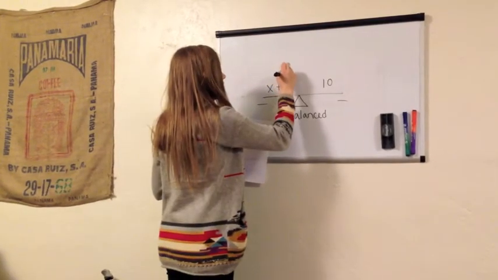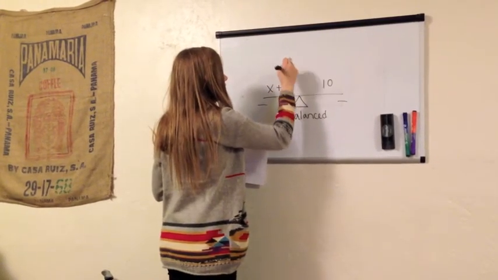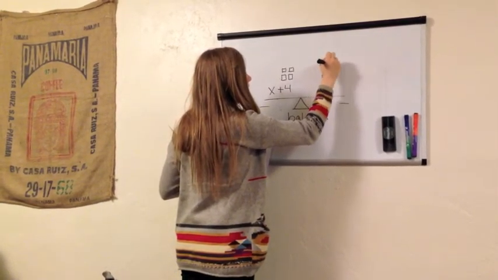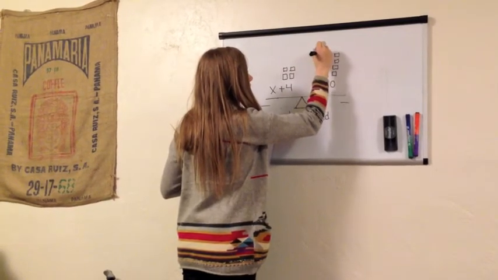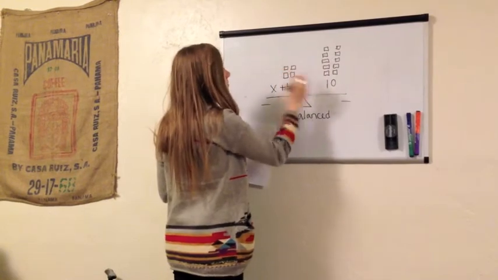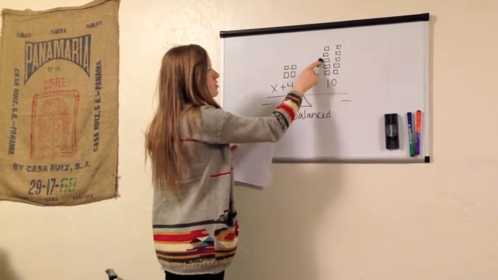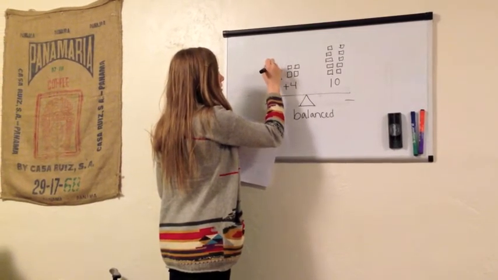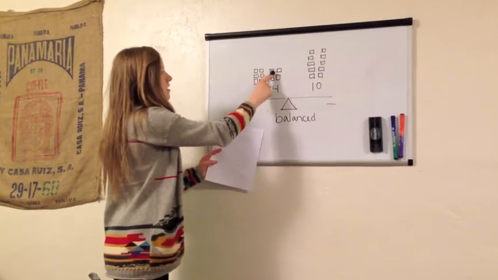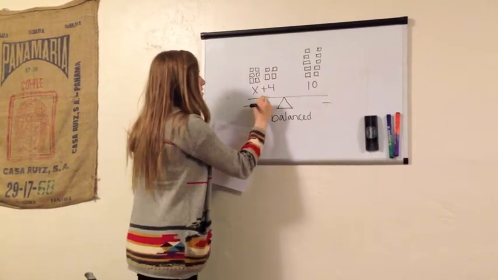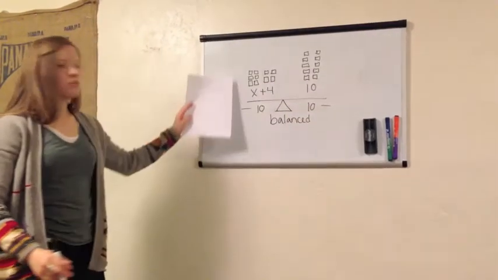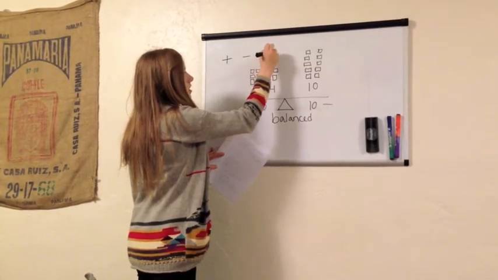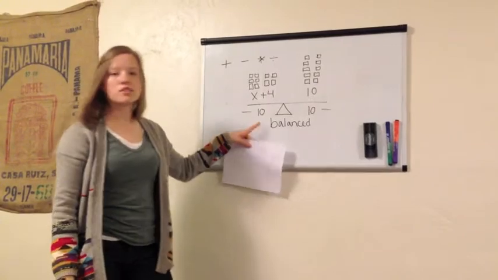So if we have 1, 2, 3, 4, then we have 1, 2, 3, 4, 5, 6, 7, 8, 9, 10. How many do we need over here to make it balanced? Well, we need 2, 4, 6 objects over here. And now how many do we have? 6, 7, 8, 9, and 10. And so there's 10 on this side and 10 on this side. That's how we want our equations to always look if we are adding, subtracting, multiplying, or dividing. Our equations must be balanced on both sides.